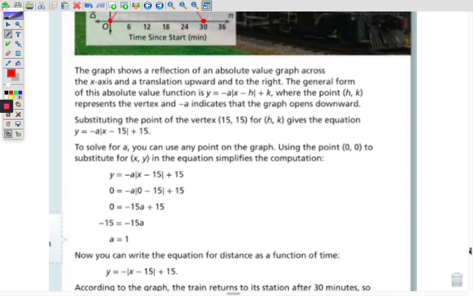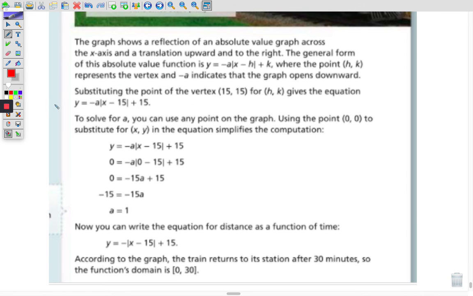So we can let them do all the work. You see they plugged in (0, 0). They simplified 0 minus 15 to get negative 15, but the absolute value of negative 15 is positive 15. But then you had positive 15 times negative a. That's where they got negative 15 from. And then they were able to solve for a by subtracting 15 from both sides and then dividing by negative 15. So then they got their equation.